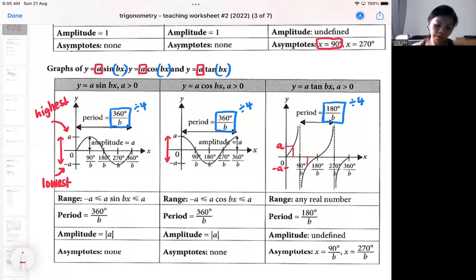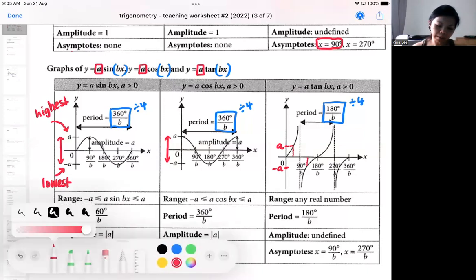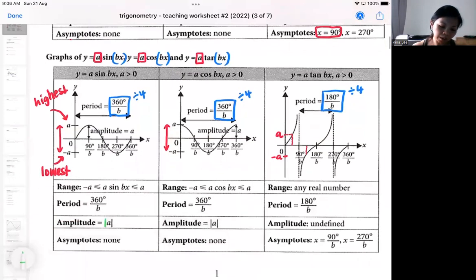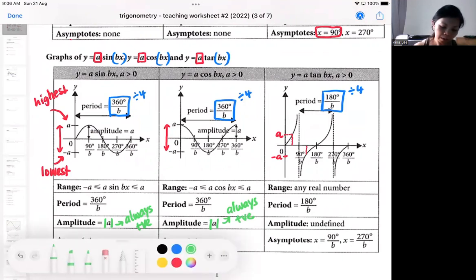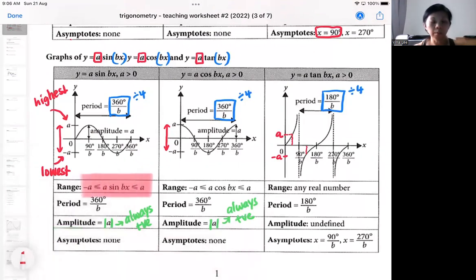And there is this thing that some of you might not understand. So there is this sign that you may not understand here. Anyway, amplitude is always positive. So amplitude is like the height, so height cannot be negative. So the values of A will determine the highest and lowest. That's why there's this thing called the range, the range of the graph.